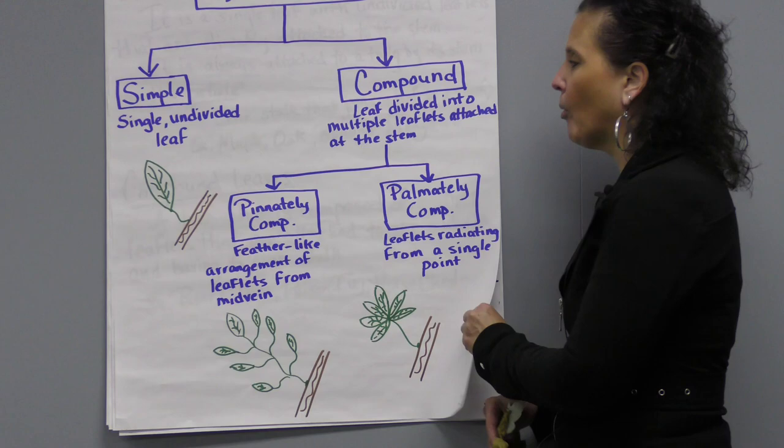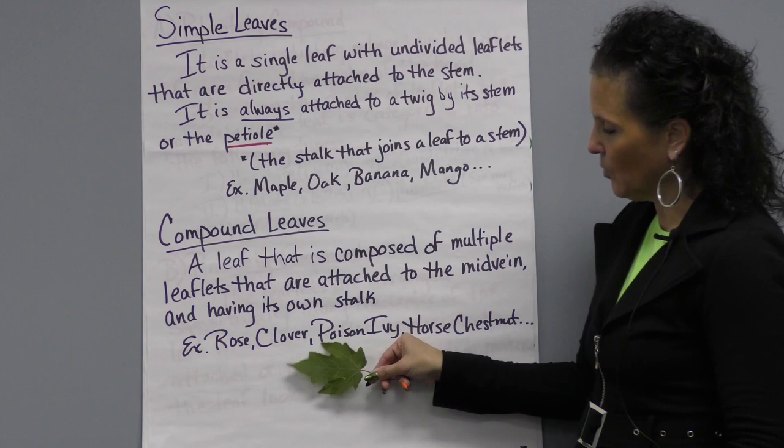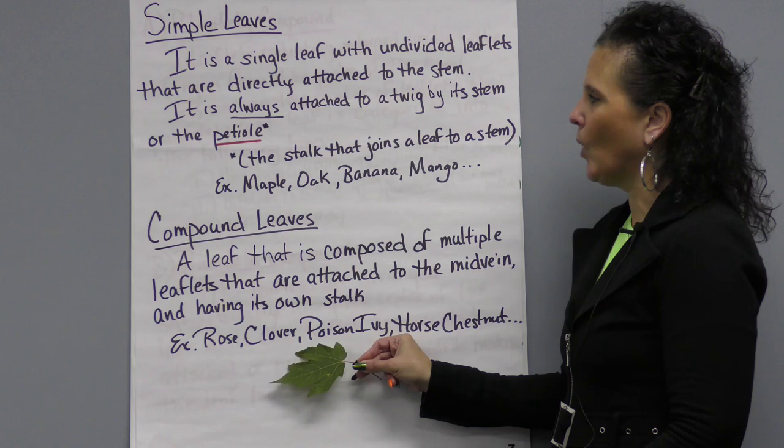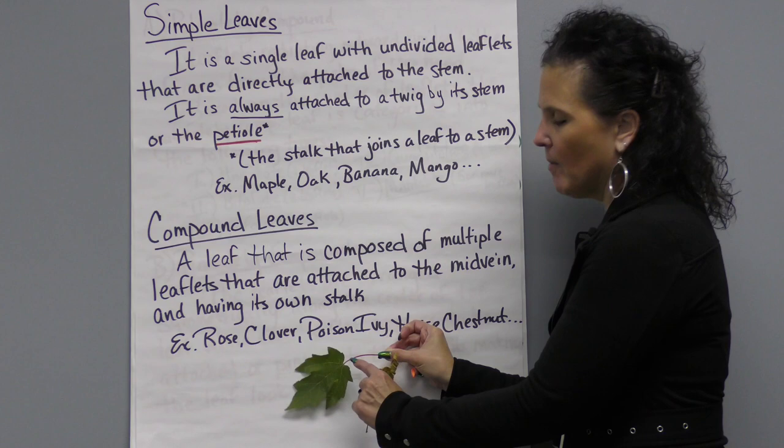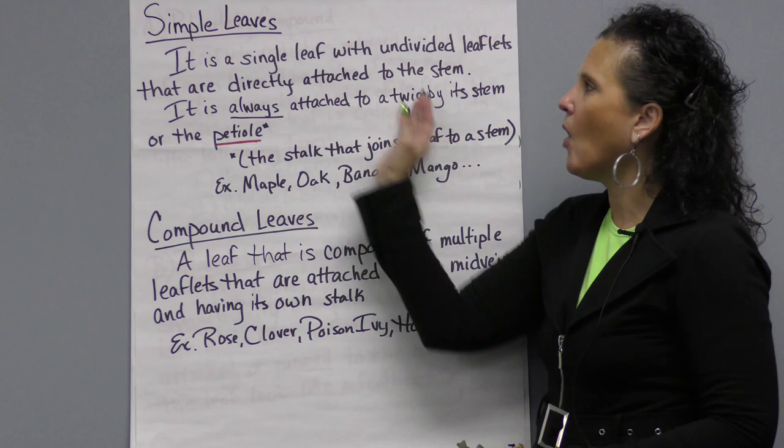So take a closer look at simple leaves. That single leaf with the undivided leaflets that are directly attached to the stem, which is the one that we looked at, a simple leaf, it's always attached to a twig by the stem or the petiole. This part here that attaches it to the stem is called the petiole. That's the stalk that joins the leaf to the stem. So we have some examples, maple trees, oak trees, banana trees, mango trees, those all have simple leaves.